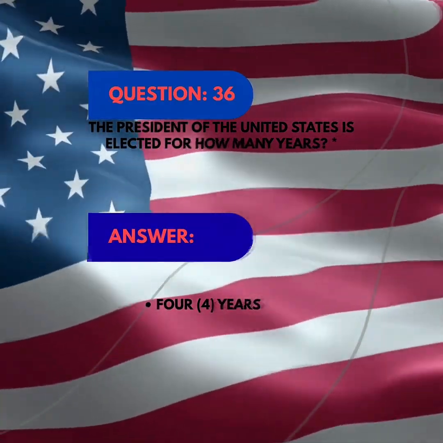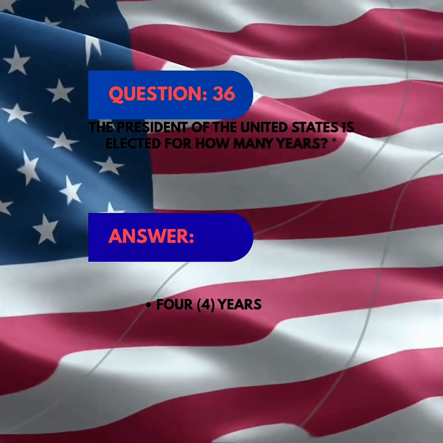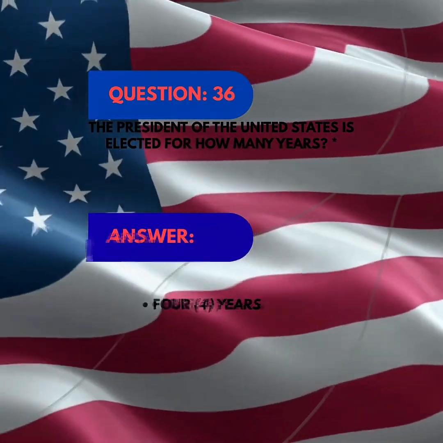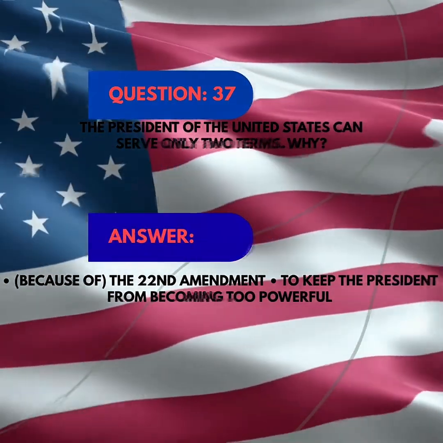Question 36. The President of the United States is elected for how many years? Answer. 4 years. Question 37. The President of the United States can serve only 2 terms. Why?